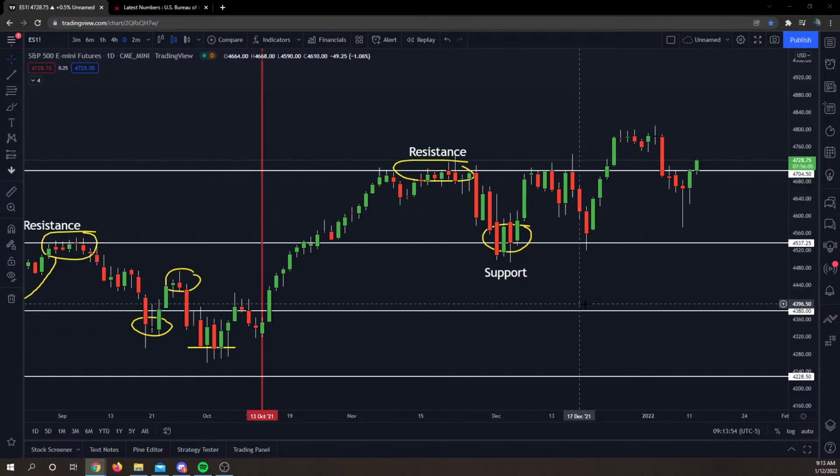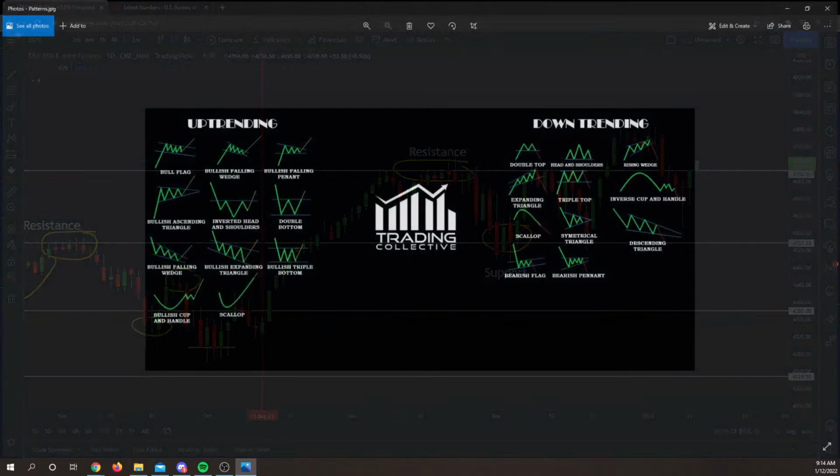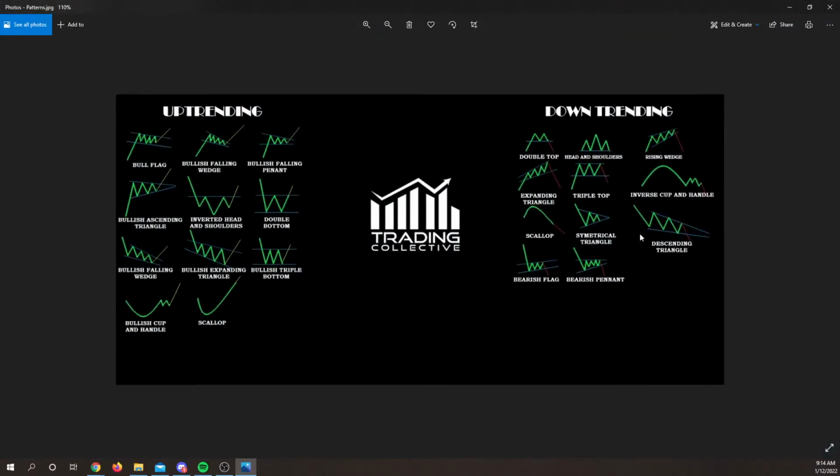Now, something that I also want to talk about is patterns. Not everybody's a huge fan of patterns. I, for one, am. But certain patterns have higher success rates than others. I'll bring up my little pattern sheet. You guys just give me one moment. Boom, this is my pattern sheet.